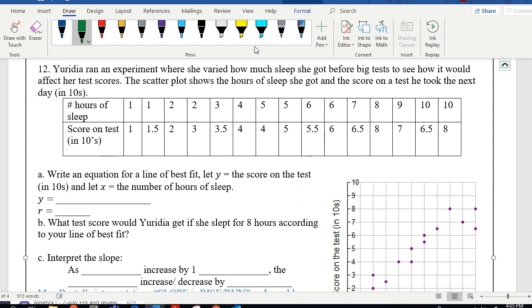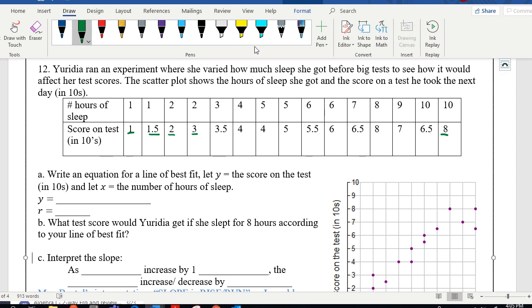Anyway, these scores are in tens. So this means a 10, this would mean a 15. So that 1 stands for 10, that stands for 15, 20, 30. The score on the test in tens. And you can see the highest score she received is an 8.